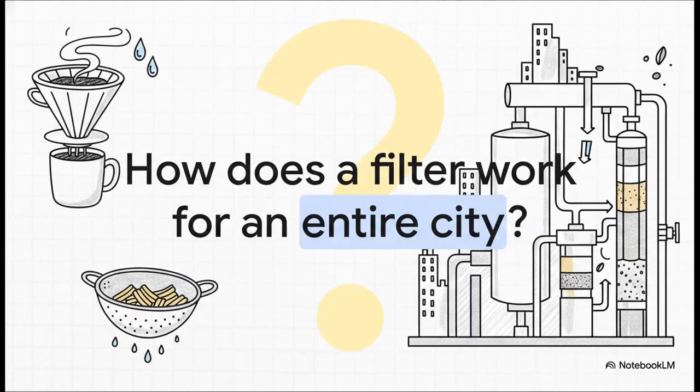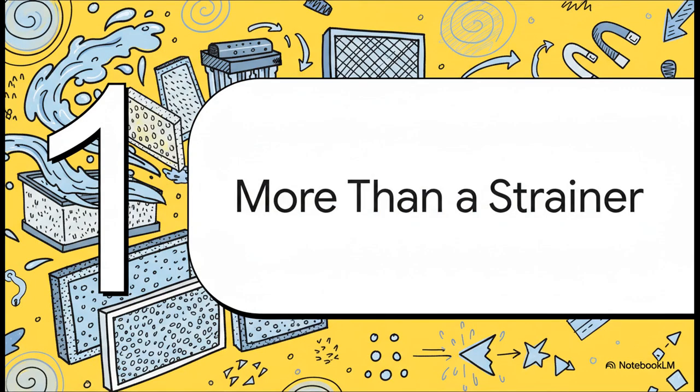Just think about that for a second. A coffee filter just blocks coffee grounds. A colander in your sink just stops pasta. Simple. But how in the world do you use that same idea to provide clean, safe water for millions of people? The short answer is, you don't. The process that actually makes that happen is something else entirely. All right, let's get into this.